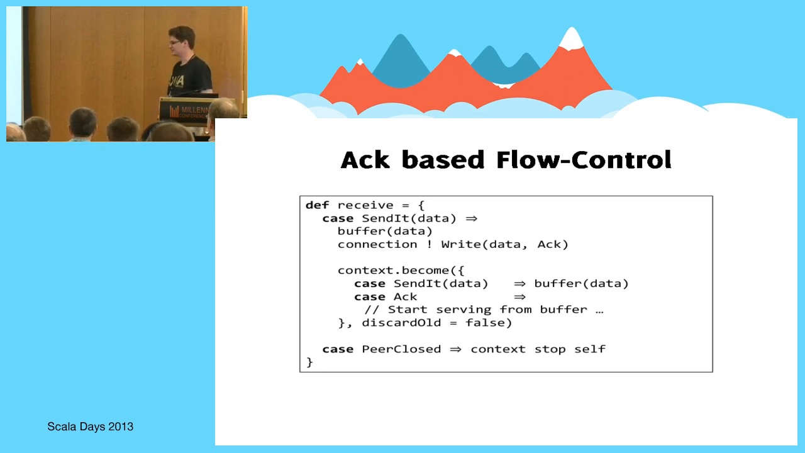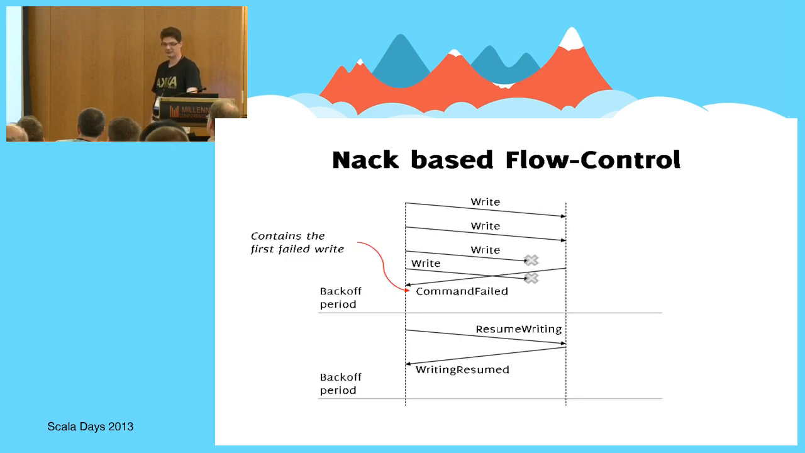And it basically does a very simple thing. If we again receive something from the higher layer, we buffer it. And if we have an acknowledgement, we start serving from the buffer if it's not empty. And of course, if the peer has closed, we can just stop the actor itself.